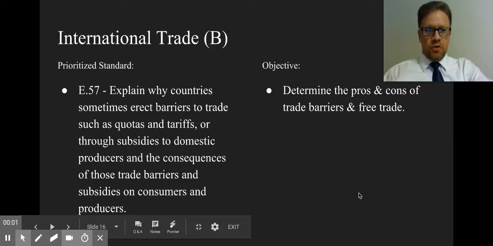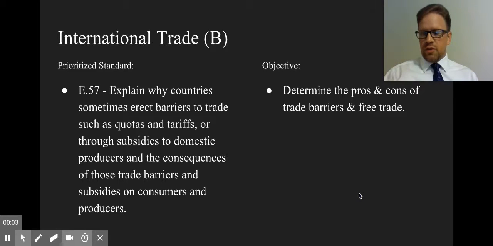Hello, this is International Trade, Section B, Trade Barriers lecture. Our prioritized standard is Economic Standard 57. Objectively, we're going to determine the pros and the cons of trade barriers and free trade.